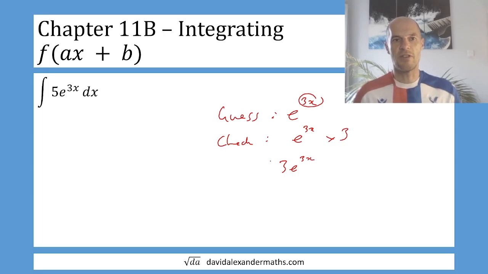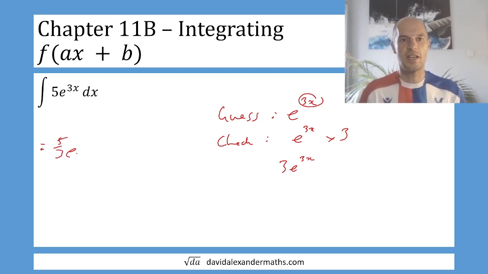Now we don't want 3, we want 5. Okay, so what do we need to do? Well, we need 5/3 of 3. 5/3 of 3 is 5. So that is going to be 5/3 e to the power of 3x plus c. And again, we can do another guess and check if we want. 5/3 multiplied by 3 gives us the 5 e to the 3x. So we know that's correct.